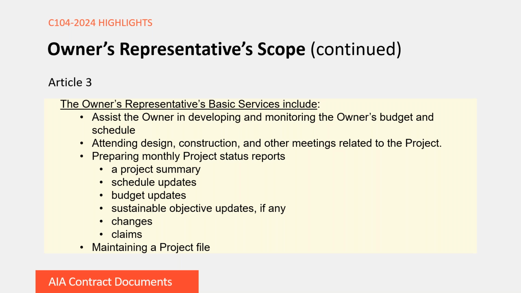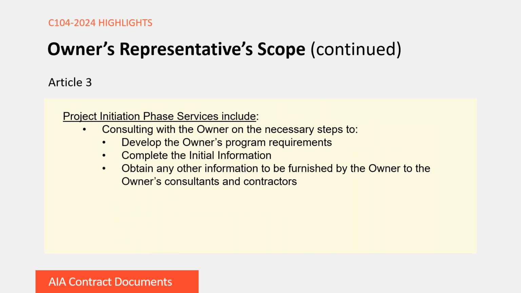Great. So now that we've discussed services that are going to be required of the owner's rep throughout the life cycle of the project, could you talk a little bit more about services that are tied directly to specific phases of the project? Yeah. So the first project phase that is mentioned in the agreement is the project initiation phase.